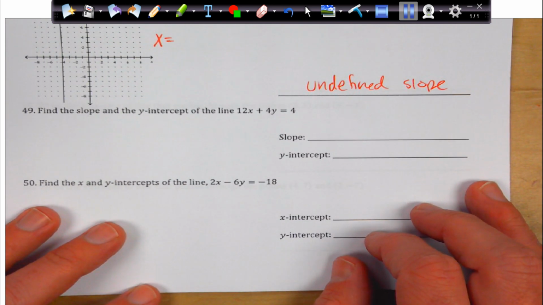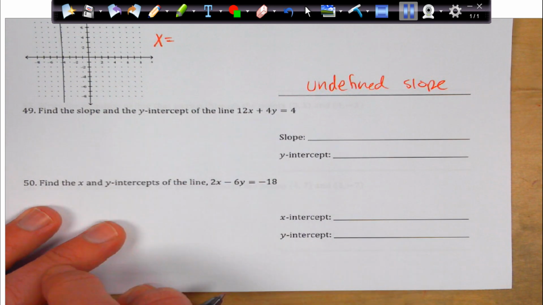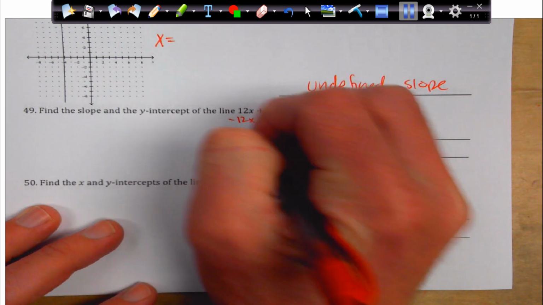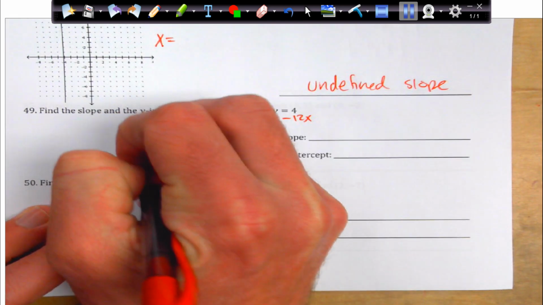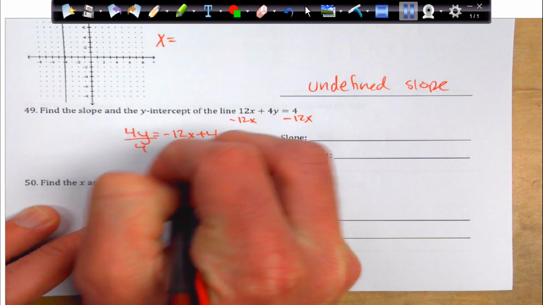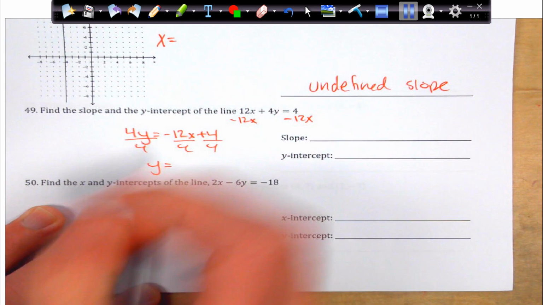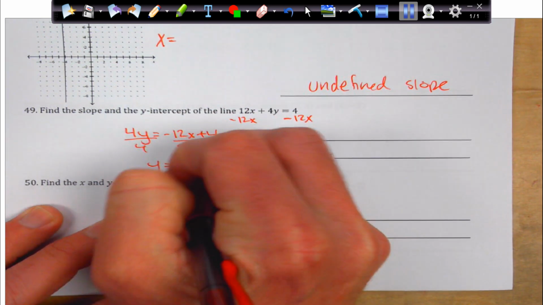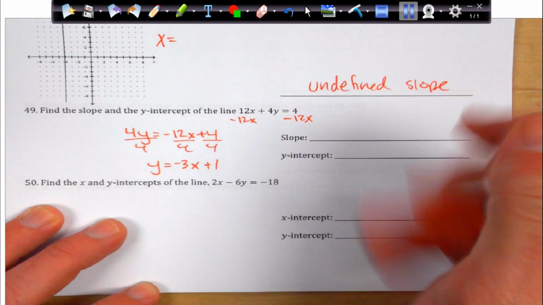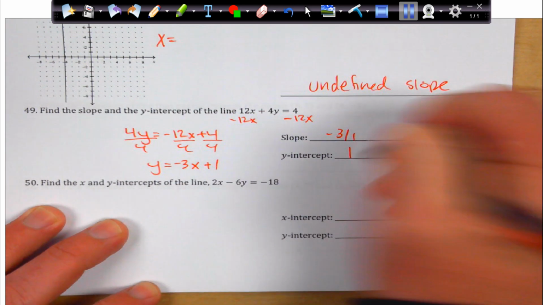Pretty sure. Alright. Find the slope and the y-intercept. To do that, probably best to put into slope-intercept form. So I'm going to subtract the 12x. And we got 4y equals negative 12x plus 4. And divide everything by 4. Get y equals, that should reduce. 4 goes into that 3 times, so we get negative 3x, and then 4 goes into that once. So my slope is negative 3 over 1, and my y-intercept is 1.